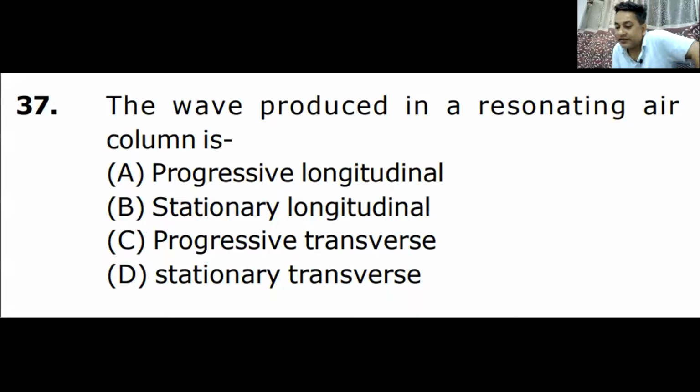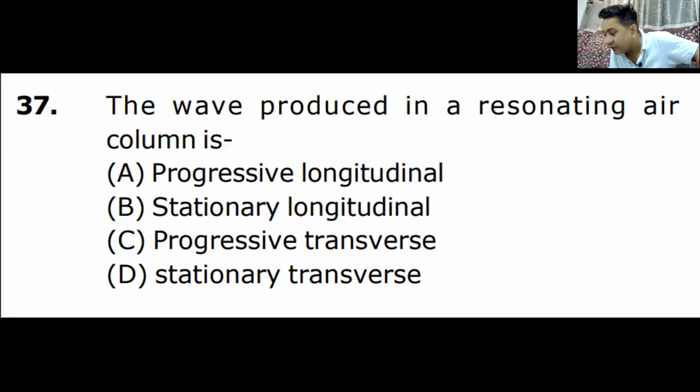This is the next question that is going to come. The wave produced in a resonating air column. You've seen that resonating air column. What type of wave is it? It is progressive, longitudinal, stationary, longitudinal. The other options are definitely wrong because sound wave is not transverse at all. It is longitudinal. So both the other options are definitely not looking correct.